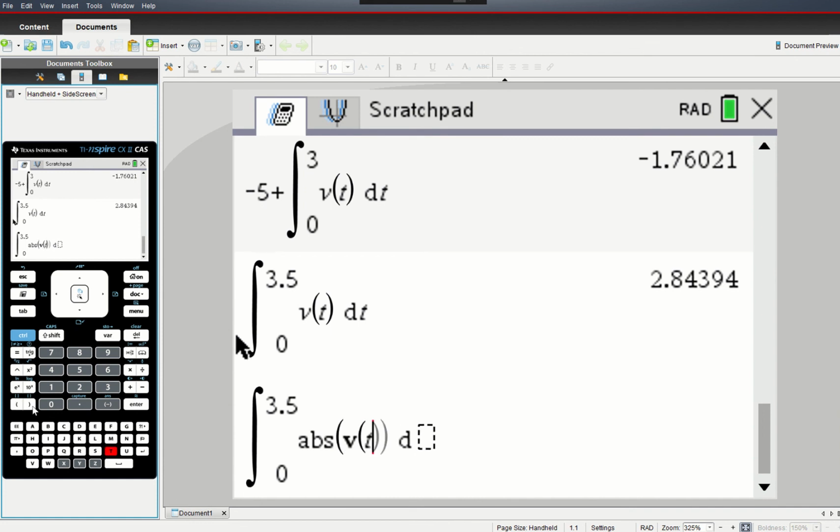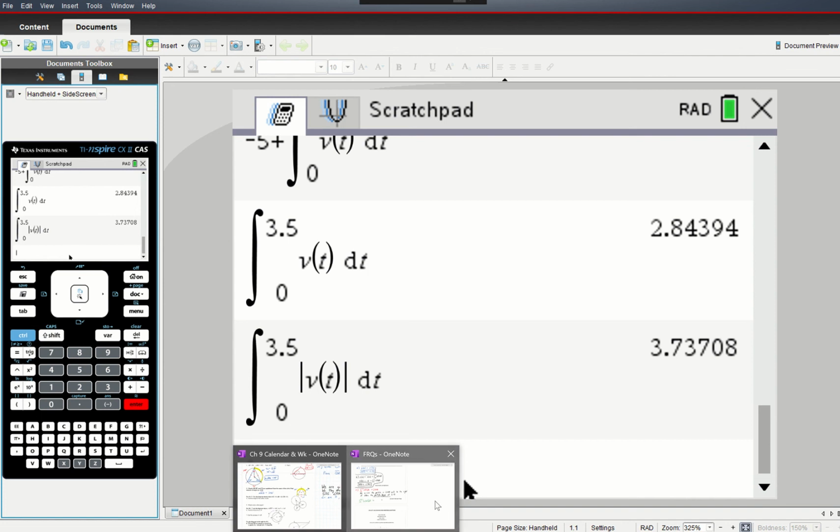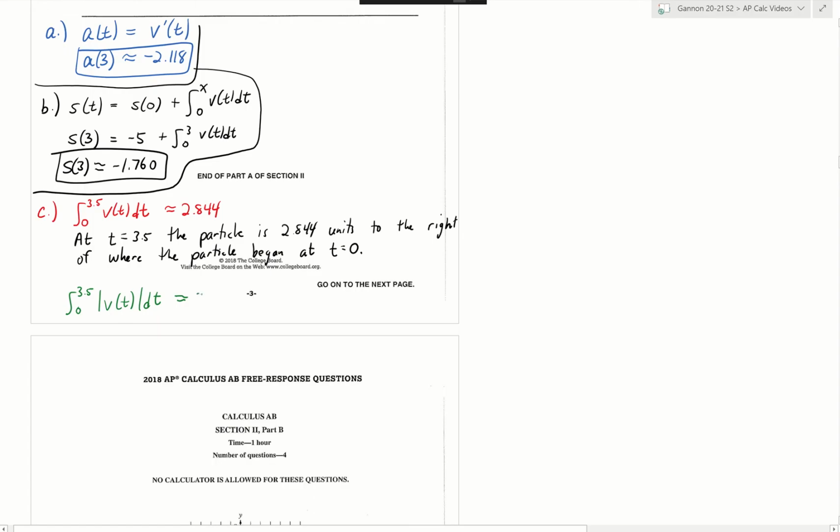dt. We're going to get the answer. And you can kind of see that it put the absolute value bars in there when we hit enter. And it's 3.737 in this case. So that is 3.737. Now, when you take the integral for the absolute value of velocity, that is the total distance.